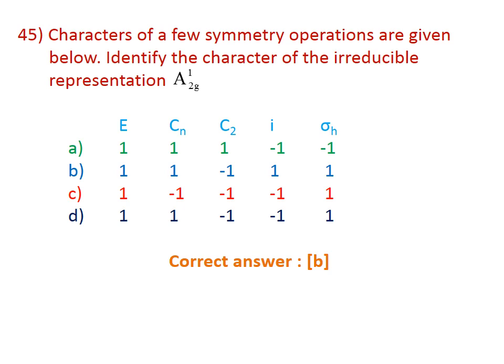The first one is 1, for C2 is -1, and for i, now consider g. If i is symmetric, then you put the symbol g. i is symmetric only in the case of B, 1. Similarly, sigma h is also symmetric in B, that is single prime. For the symbol A2g single prime, the correct irreducible representation is B, 1, 1, -1, 1, 1. The correct answer for the question is B.